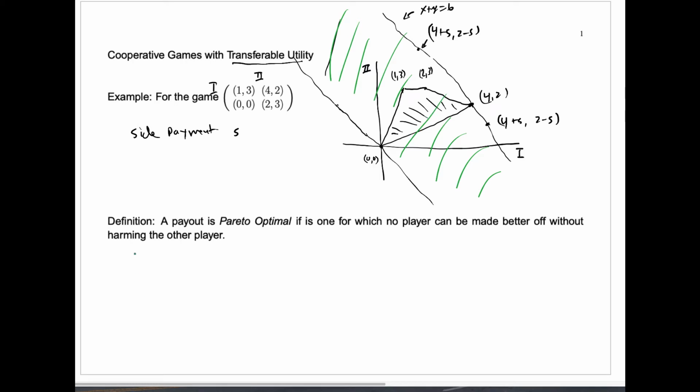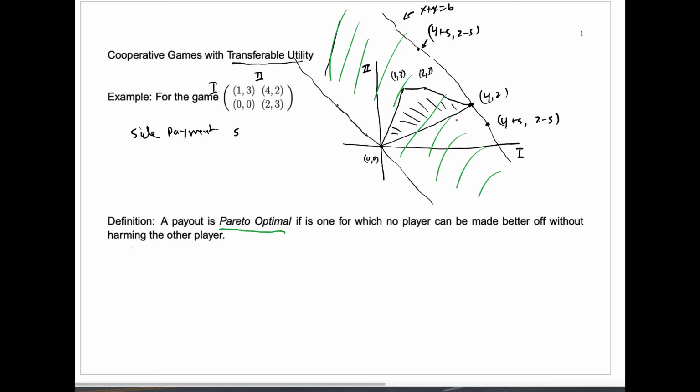At this point, I want to make a definition that we haven't had before. We say that a choice for payout, and this would include with a side payment as well, is called Pareto optimal if it's one for which no player can be made better off without harming the other player.